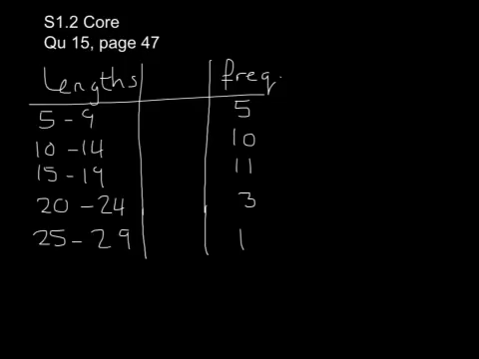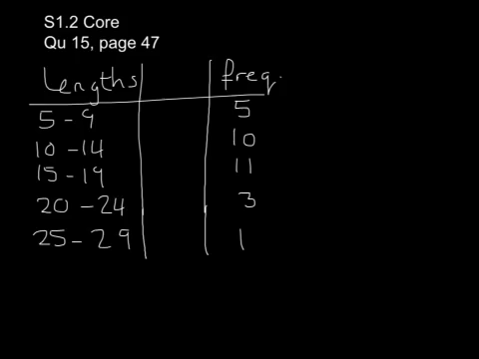What I've done here is I've copied out the table from question 15, so I'm going to guide you through how to do this question. The difference here from everything that we've done so far is that rather than having a table of data where we have an exact number of lengths with how many people swam that number of lengths, we've got a range of lengths. So for example, 5 people swam between 5 and 9 lengths, 10 people swam between 10 and 14 lengths.